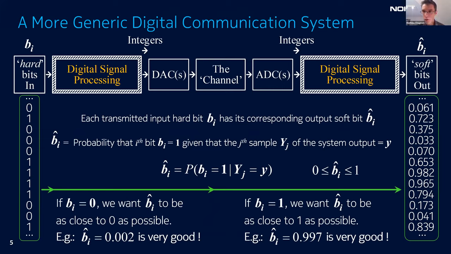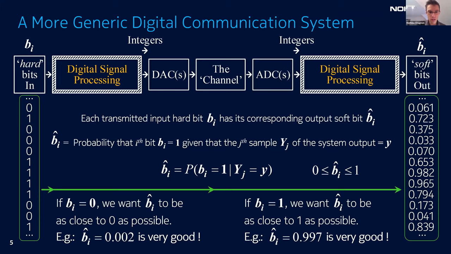Obviously, the soft bit, which I denote as B hat subscript I, has to have a value between zero and one. If the transmit bit was zero, for instance, then we want B hat subscript I to be as close to zero as possible. For instance, a value of 0.002 would be very, very good. And if it was a one, then I want that estimate to be as close to one as possible. Therefore, for instance, 0.997 would be extremely good as well.